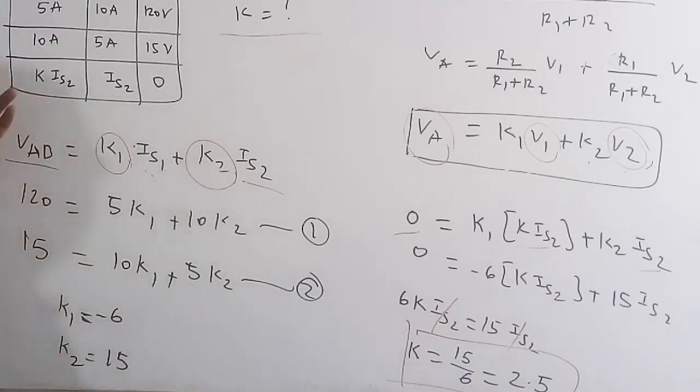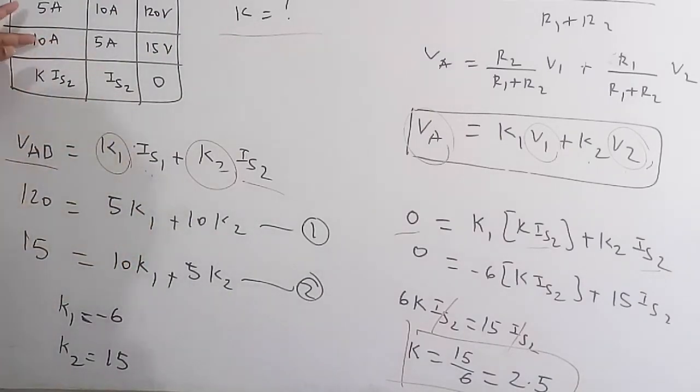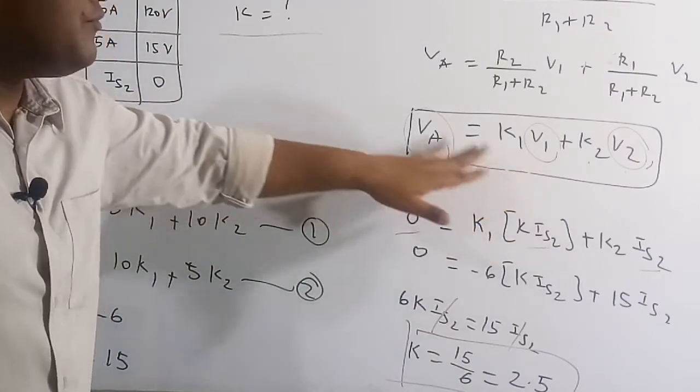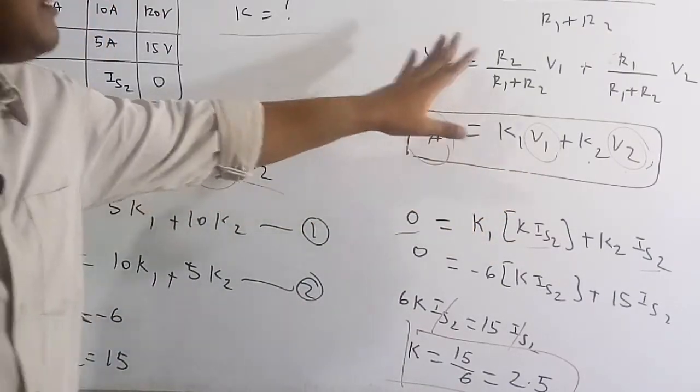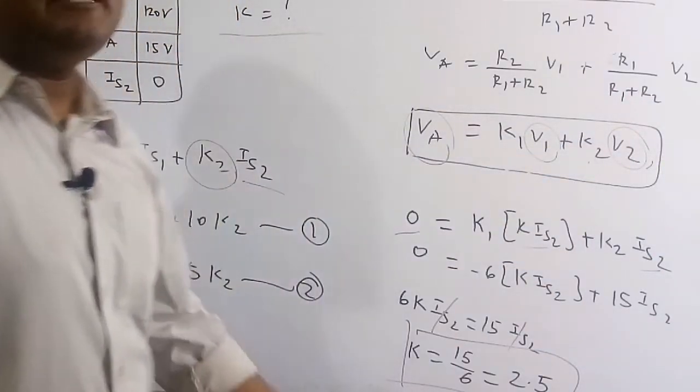So therefore when IS1 is equal to 2.5 times IS2, then we are going to get VAB is equal to 0 for this particular condition. So finally what I am trying to say is that this is an easy way. Any output voltage is equal to some constant times the input plus another constant times the other input. It is nothing but superposition.